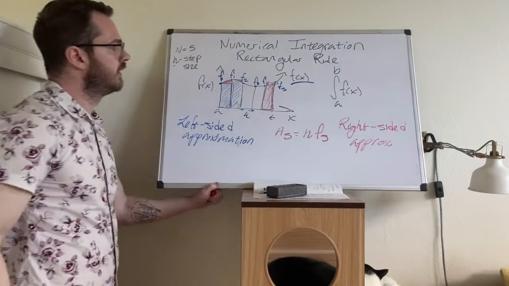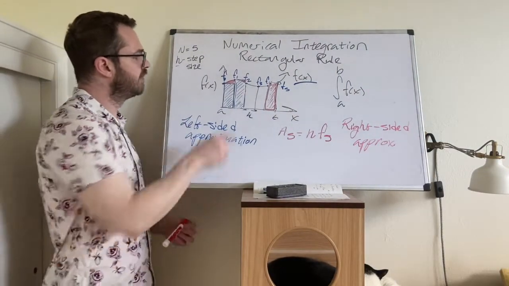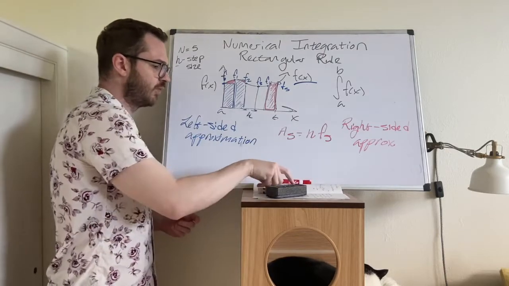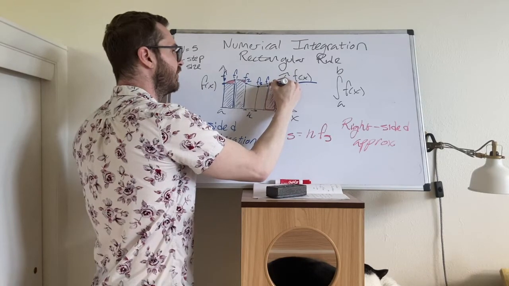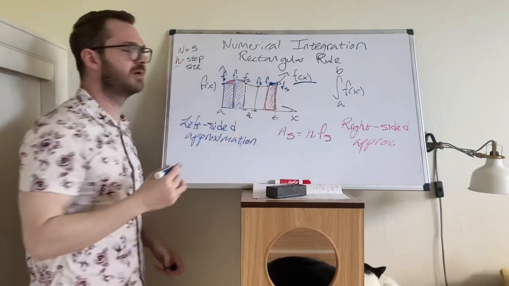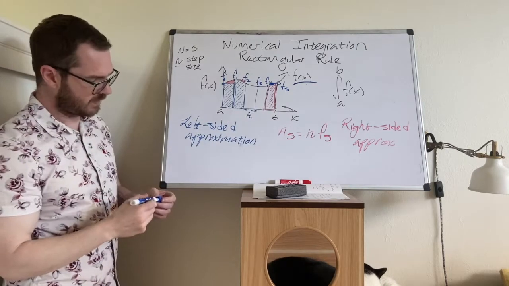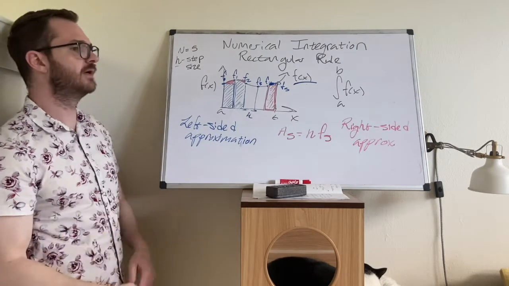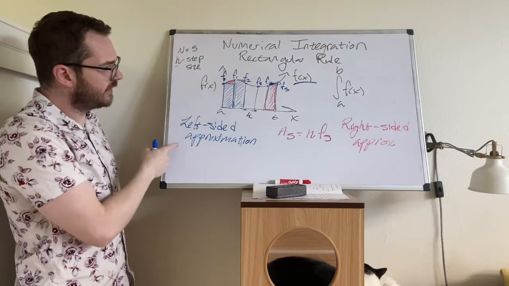There we go. And of course, regardless of whether you did left or right, in both cases there's a little bit of error from where you overcut or undercut the function. So shading this one in blue now, there's a little bit of error on top. So when we did right-sided here, we underestimated the integral.